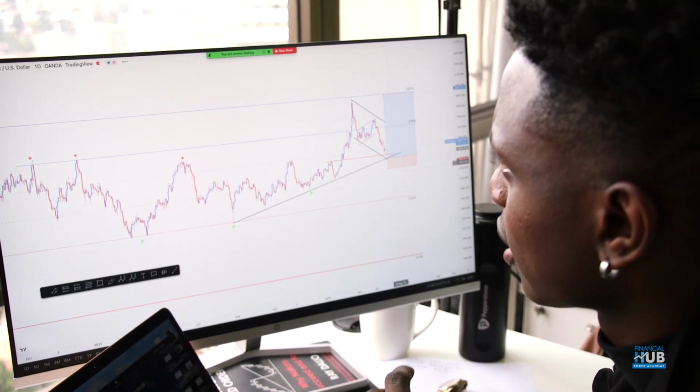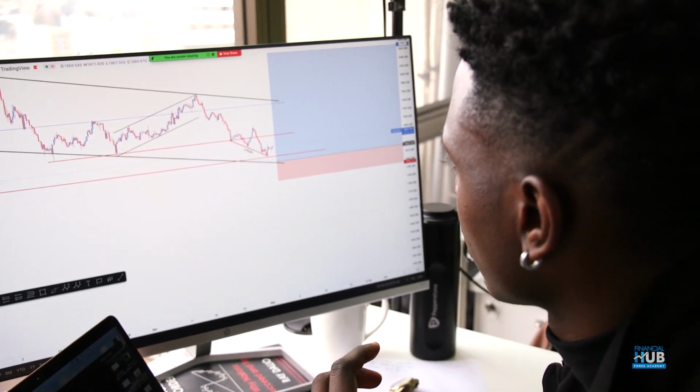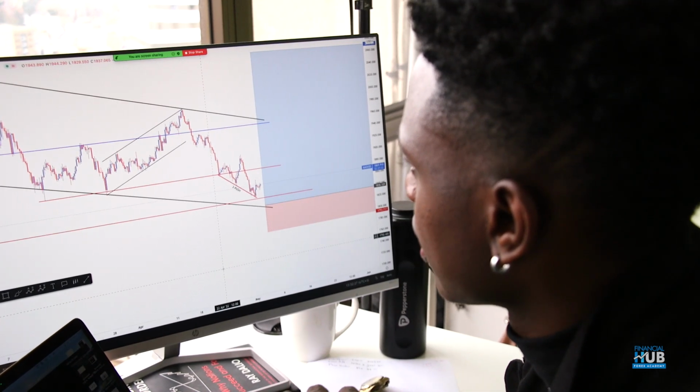4 hour, nothing much. That's the daily chart. So most of these things you're just seeing, I'm looking at the big picture narrative, okay, and seeing how market can react to this one.